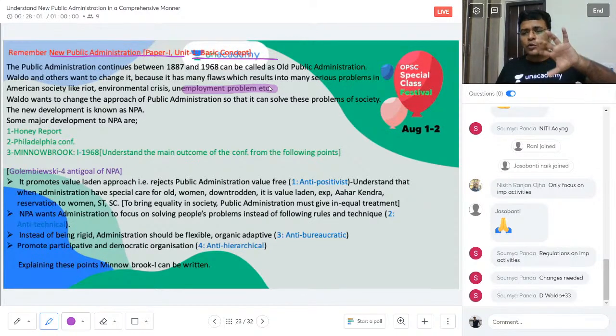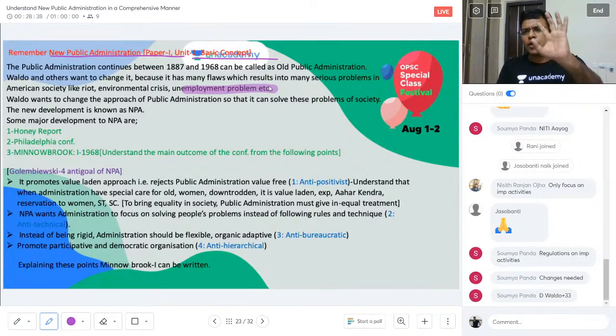It's like a coup on the old public administration theorists, and they want to give a new concept which can solve all the problems. So Waldo and his followers found out the problems, shortcomings and lacunae in the existing public administration and wanted to change it. They said the existing public administration cannot solve all the problems faced by society, but the new public administration, which is what we are providing, can solve it.